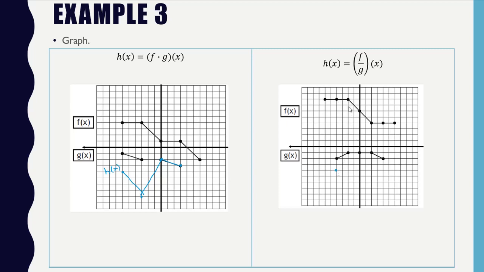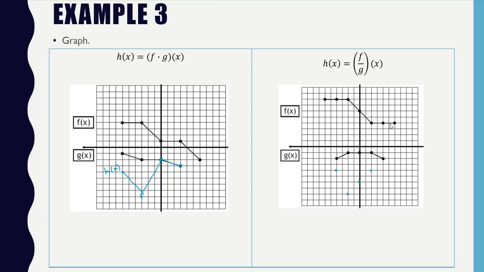And then here we have 8 divided by negative 1, so that's negative 8. So 6, 7, 8. And then 6 divided by negative 1, so that's going to be a negative 6. And then 4 divided by negative 1 is negative 4.